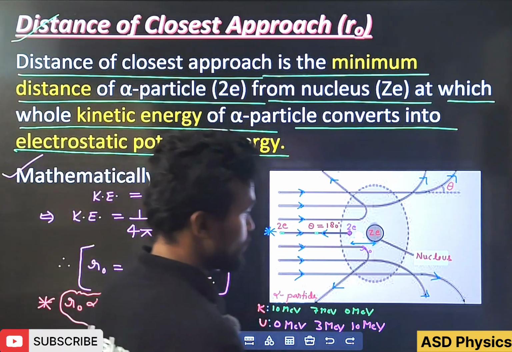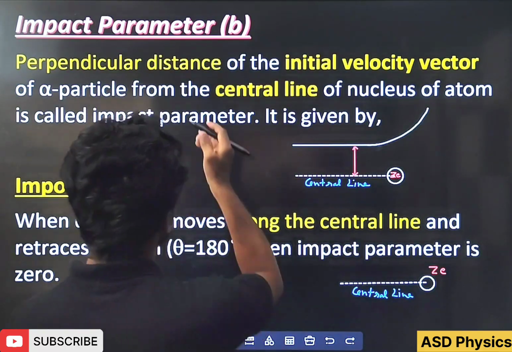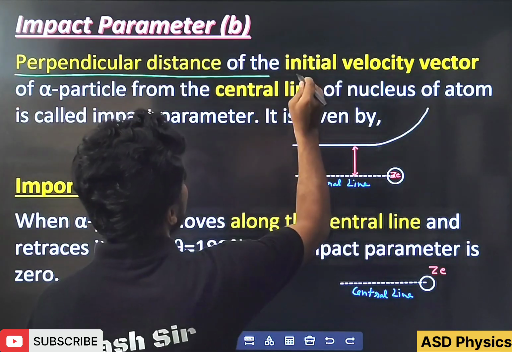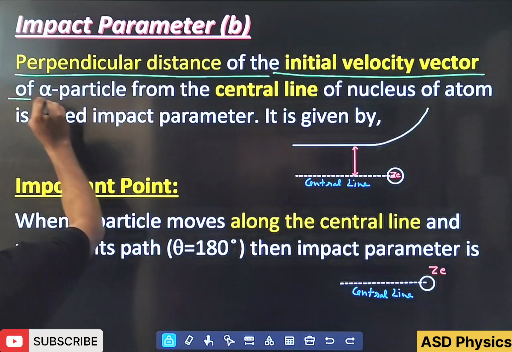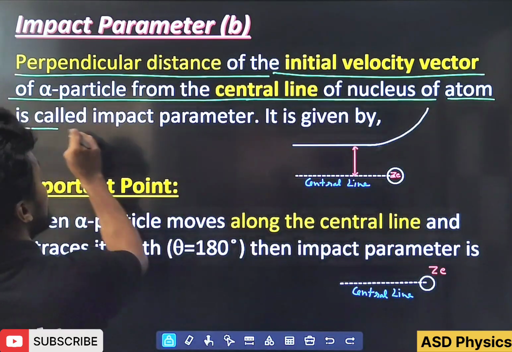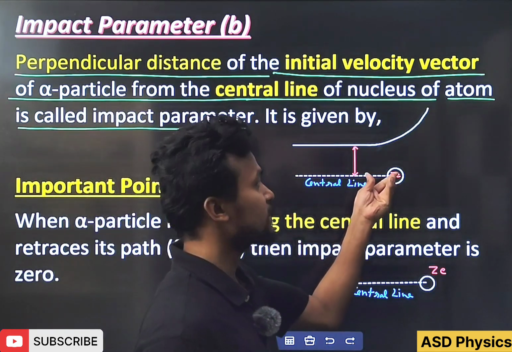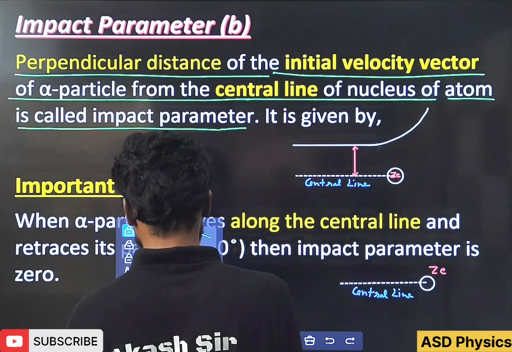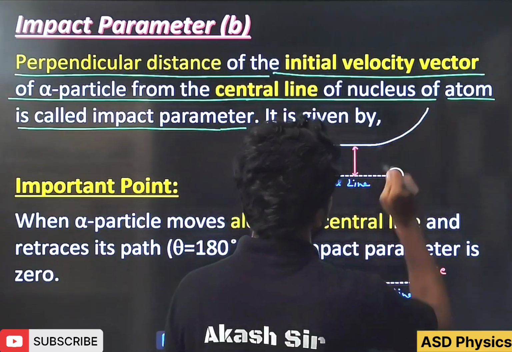Now after that we will move to the next one, which is also very important: impact parameter, small b. What is this? The perpendicular distance of the initial velocity vector of the alpha particle from the central line of the nucleus of the atom is called the impact parameter. So this is the nucleus, having charge Ze. This is the central line. Then let's take the alpha particle moving in this direction.